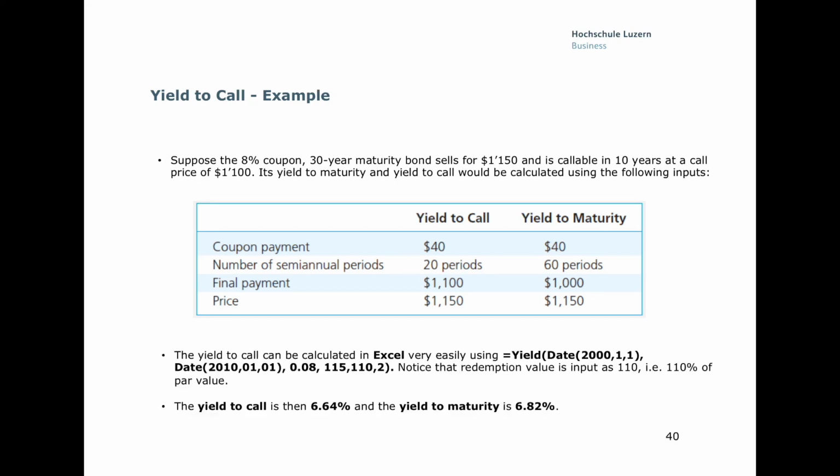The yield to call as well as the yield to maturity can be calculated very easily in Excel using the inbuilt formula yield. Note that in the context of computing the yield to call, the redemption value is 110% of the par value. Doing these computations gives a yield to call of 6.64% and a yield to maturity of 6.82%.